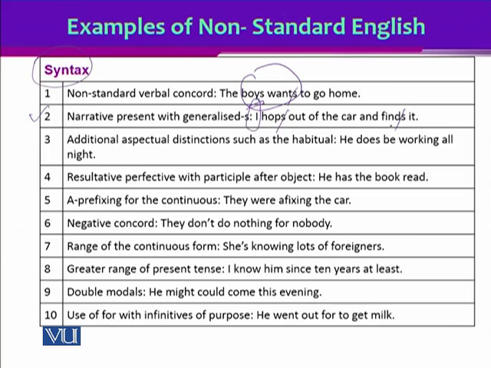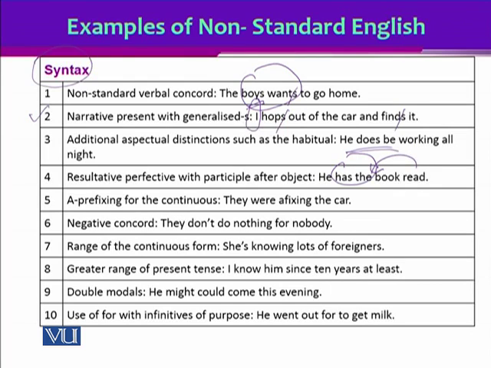In the third example, additional aspectual distinctions such as the habitual ones are made. "He does be working all night." He does be working. He has been working should have been used in standard language. Number 4, resultative perfect with participle after object. "He has the book read." "He has read the book." This is how it should be.